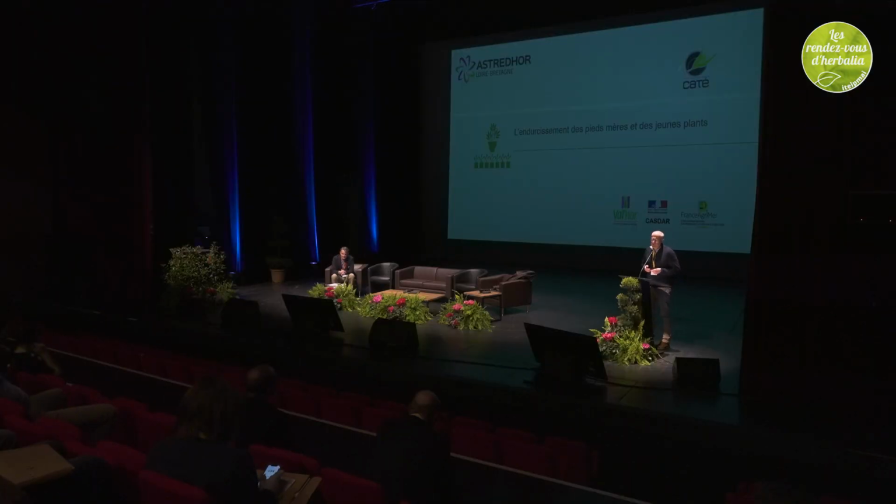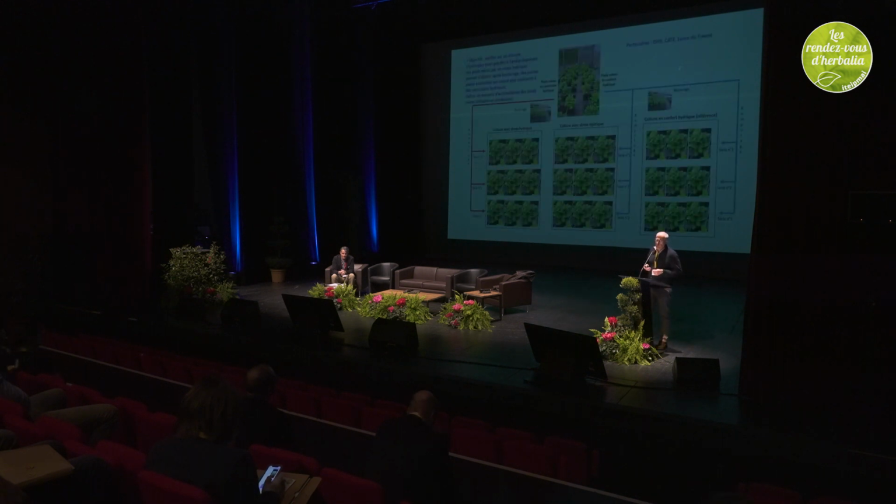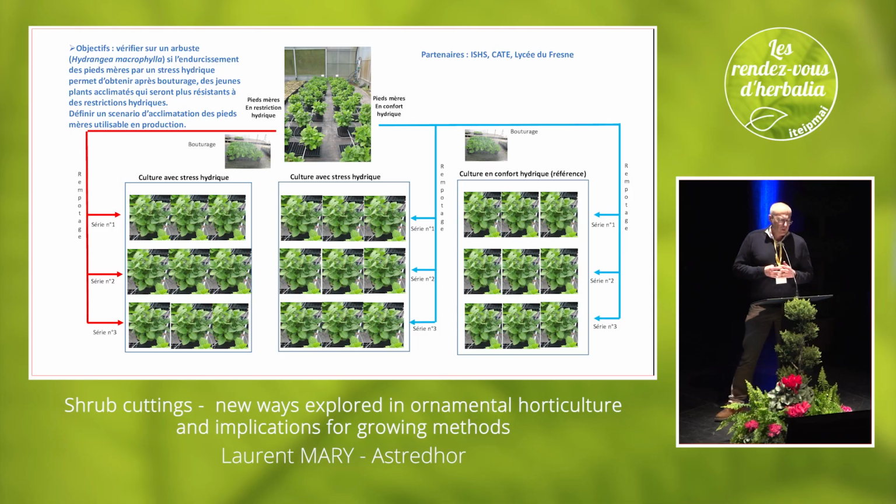So, the hardening of mother plants and young plants. This is a topic we have been working on for about 2 years, only 2 years. The idea is to work with the IRHS in Angers. What we're developing with them is that hardening mother plants makes it possible to have cuttings that are more tolerant to drought, basically.